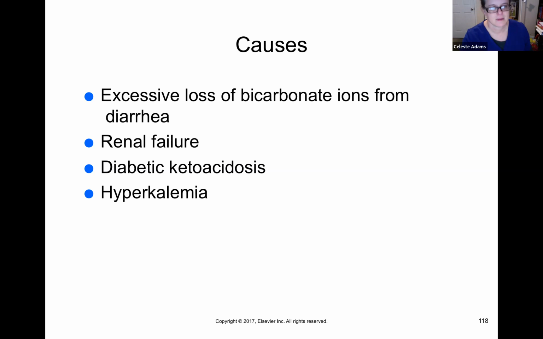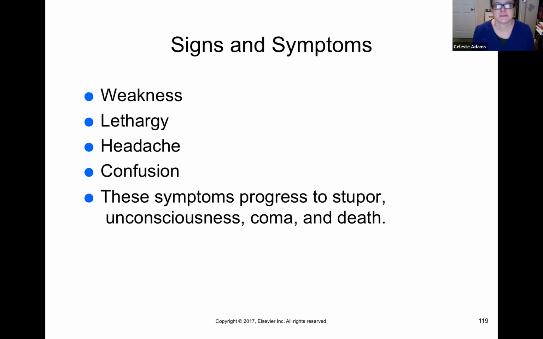So hyperkalemia does it because it pretty much does the same thing as renal failure. It's going to do a number on the kidneys, damage the kidneys and mess them up. The kidneys are not going to be able to produce the bicarb. Metabolic acidosis.